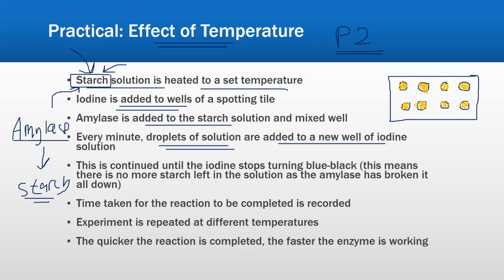So I am going to add amylase to starch. Amylase is the enzyme and starch is the substrate in a jar, and I'm going to start heating it. After every minute, I'm going to add a drop. This solution contains starch as well as the amylase, and it is being heated. I'm going to take a drop from here after every minute and add it to the iodine.